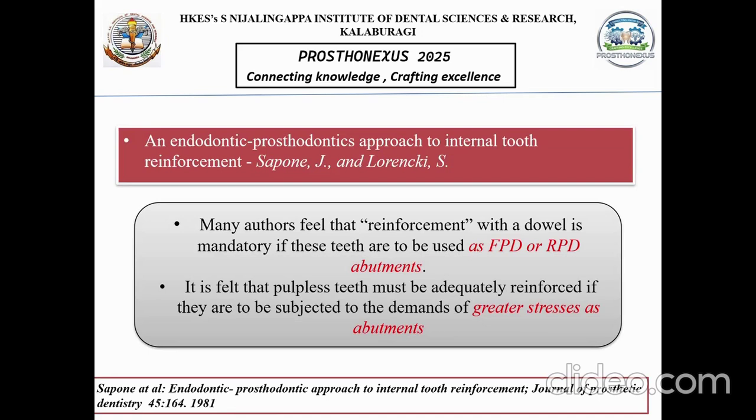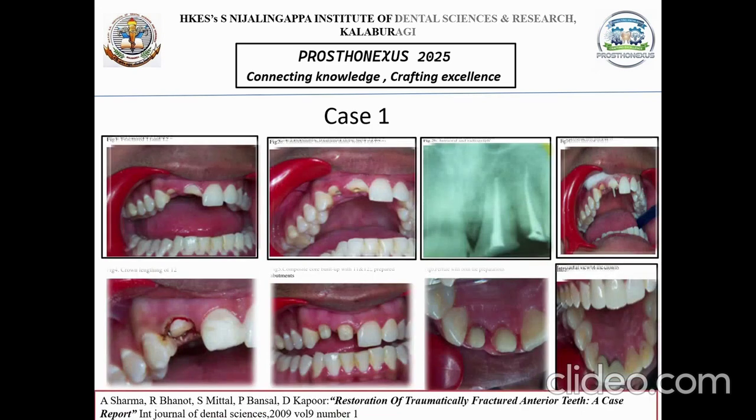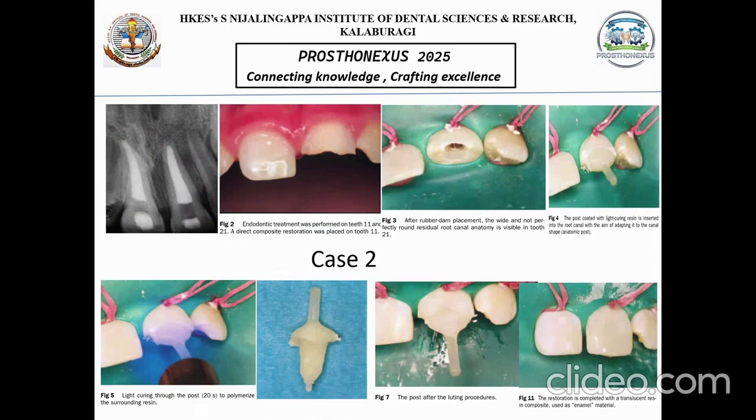Many authors feel that reinforcement with a dowel is mandatory if these teeth are to be used as FPD or RPD abutments. It is felt that pulpless or non-vital teeth must be adequately reinforced if they are to be subjected to the demands of greatest stresses as abutments. Now you see various clinical cases where the crown root ratio was altered and post and core was done and a prosthesis was given.